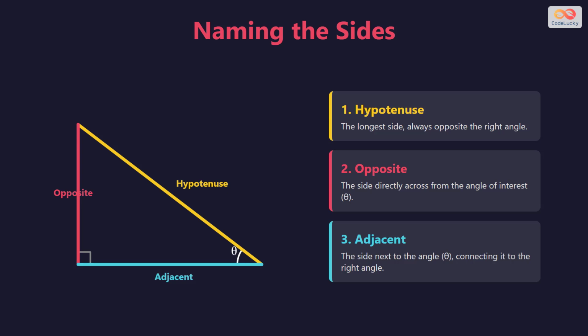In a right-angled triangle, every side has a specific name based on its position relative to the angle we are studying, which we call theta. The longest side is always the hypotenuse. The side directly across from our angle is the opposite side, and the side next to it is the adjacent side.